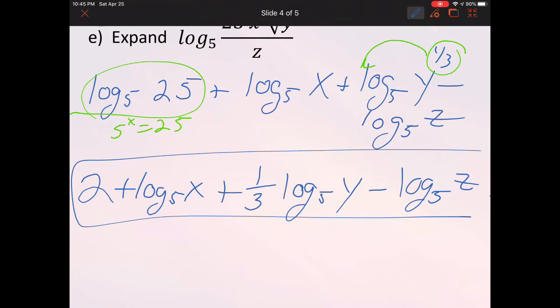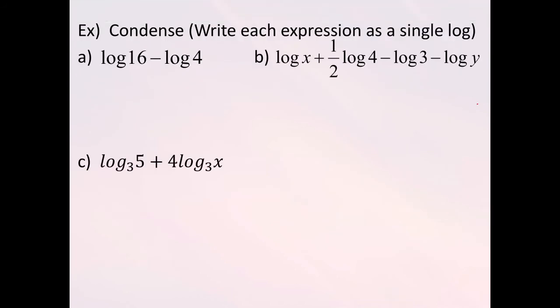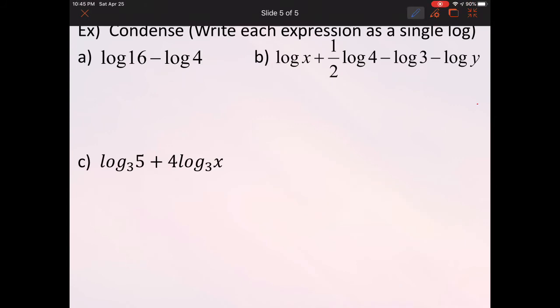Now, if I didn't mention it, I apologize, but this is called expanding. It's expanding, meaning that you take one log and make it into many logs. I don't think I actually said the words, but that's expanding. All right, so this one is done. What we're going to do now is condense. Expanding means make longer, and condense means make smaller. So condense means we're writing a single log expression.